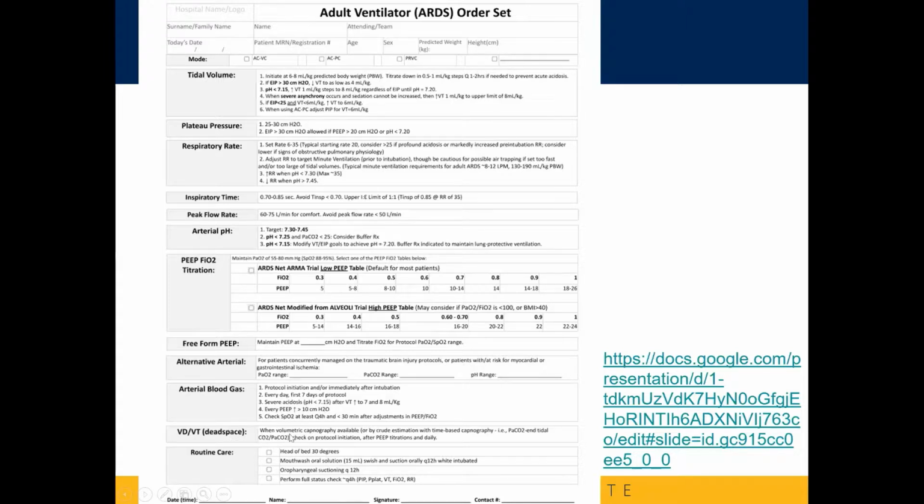So dead space, you can use capnography if you like, and then it goes into a bit of the routine care. Some of this is to help prevent ventilator-acquired pneumonia. When you click on this link, it will take you to the page where you can access this order set if your hospital chooses to use that.